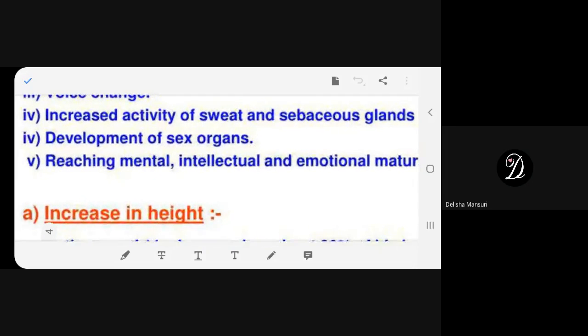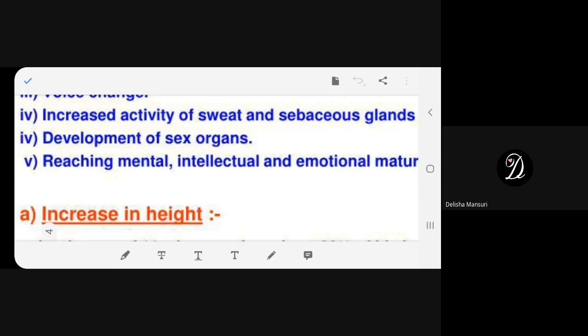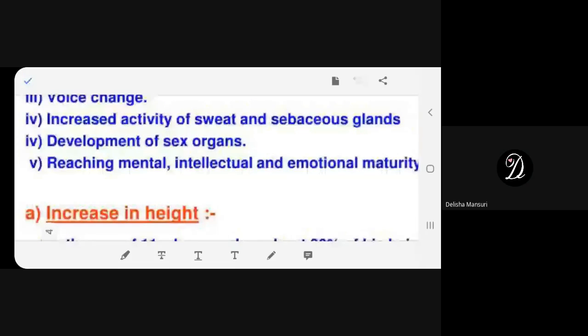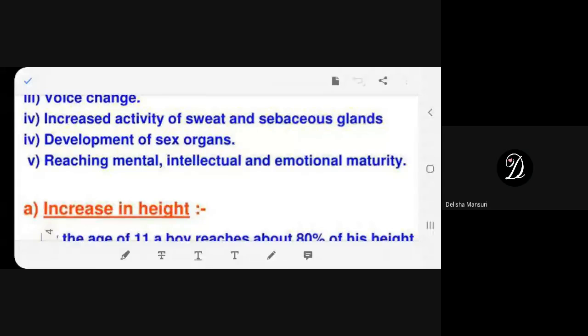Okay, which is the next topic, beta? Development of sex organs. We have already read that in the earlier chapter. And the last one is reaching mental, intellectual, and emotional maturity. You understood now? We become strong mentally, intellectually. Mentally is willpower, and intellectually is thought-wise. You think in a different manner. And emotional, I think you know that. You may get hurt, you may get happy, you may get angry. All these are emotional maturity.